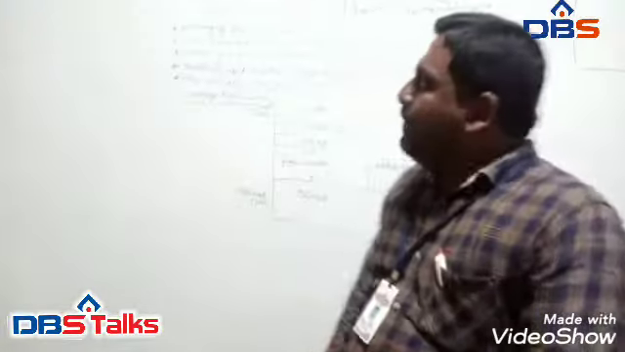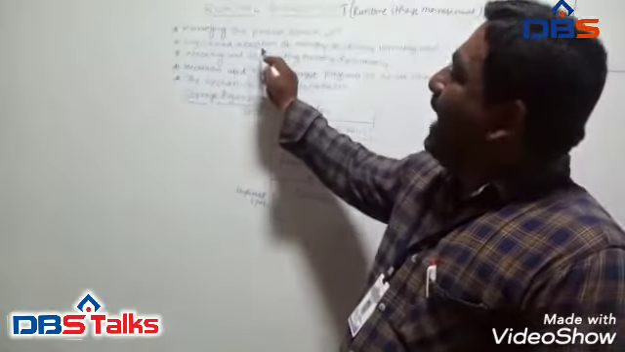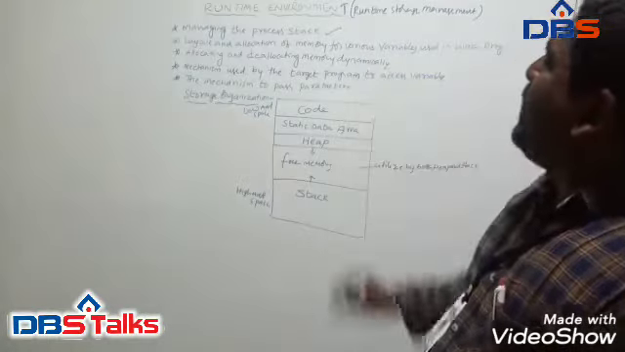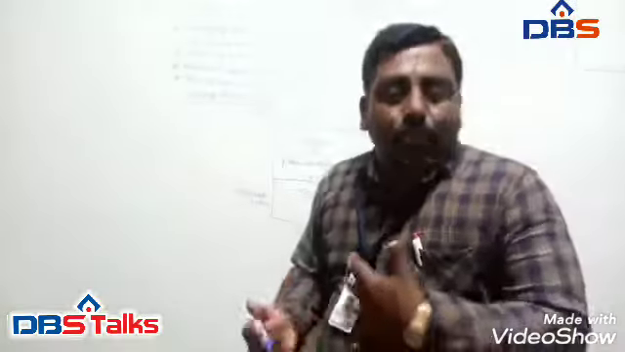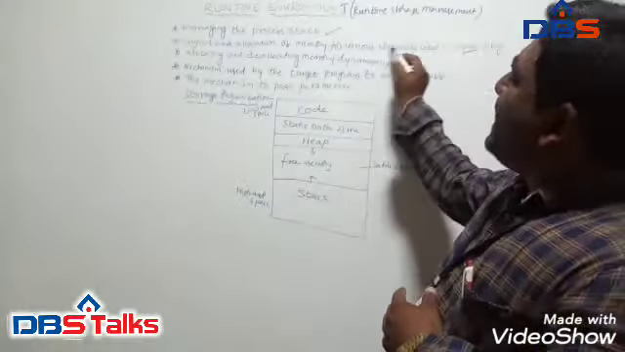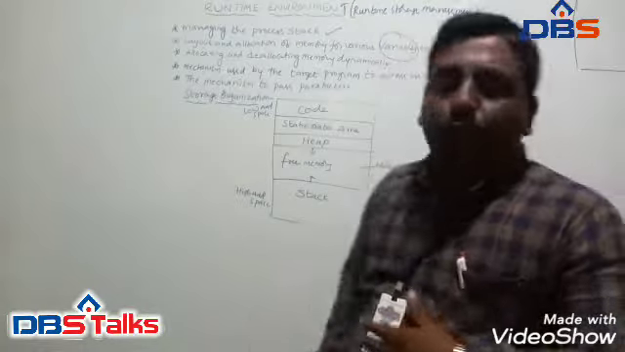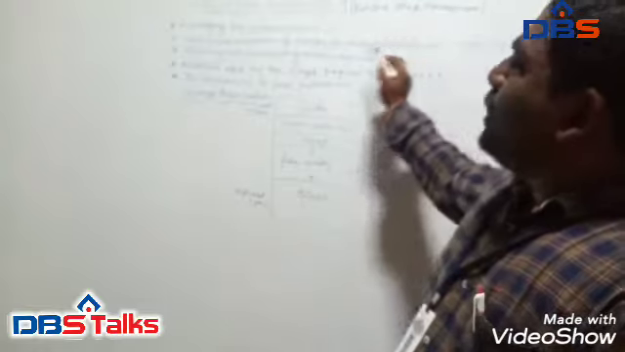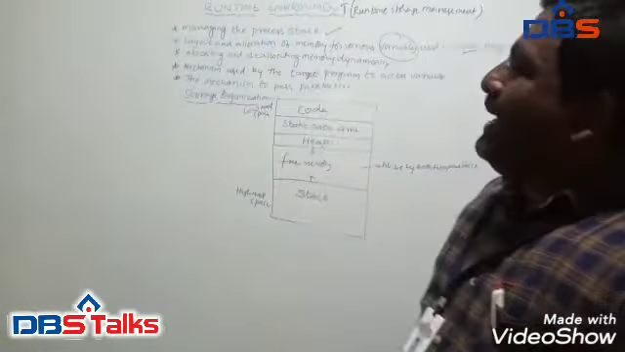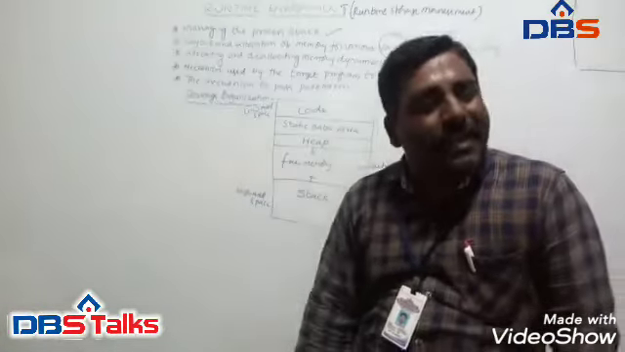At the same time, it lays out and allocates memory for the various variables used in the source program. That means in a program we use various variables, and allocation of memory for those variables can be done with the help of runtime management only.